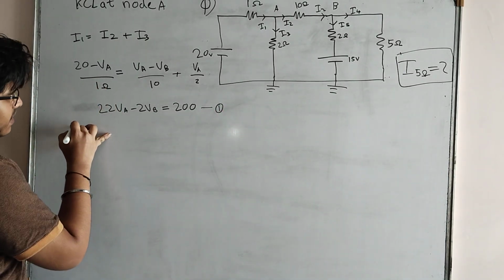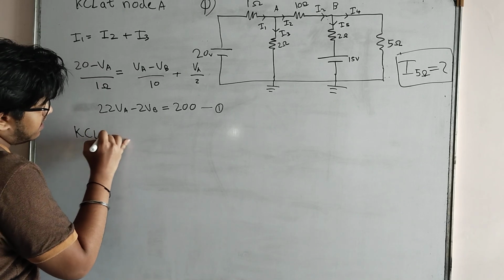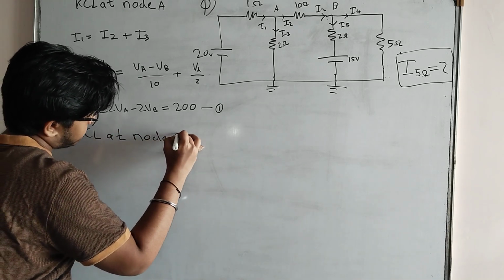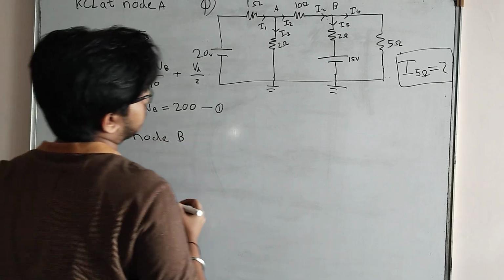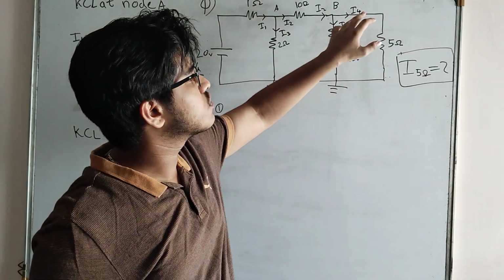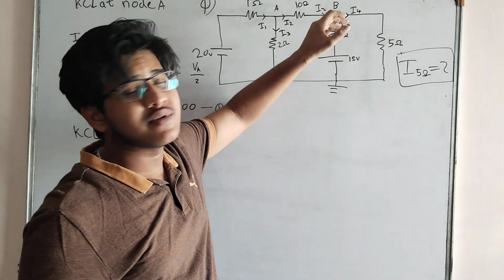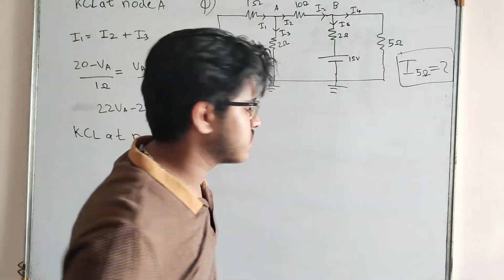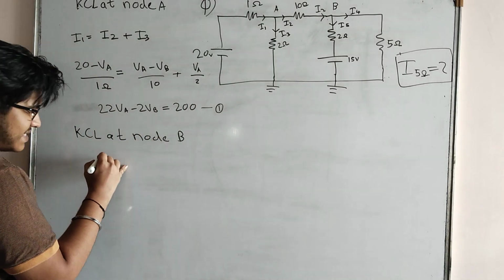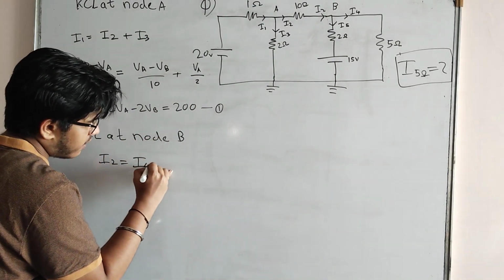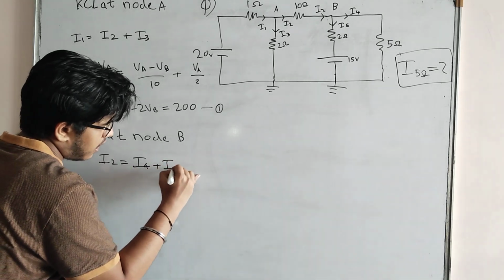So now let's apply KCL at node B. How many currents are there at node B? I2, I4 and I5, where I2 is coming towards the node and I4 and I5 are going out of the node. So by KCL, my equation will be I2 is equal to I4 plus I5.